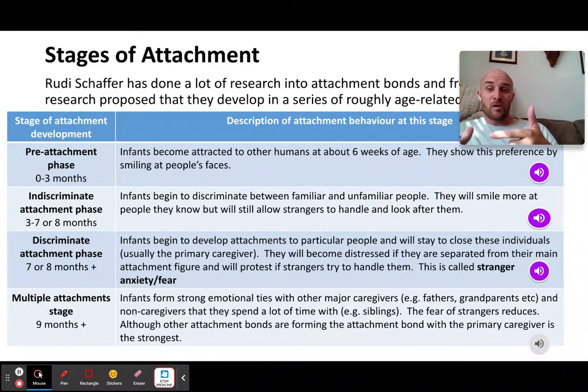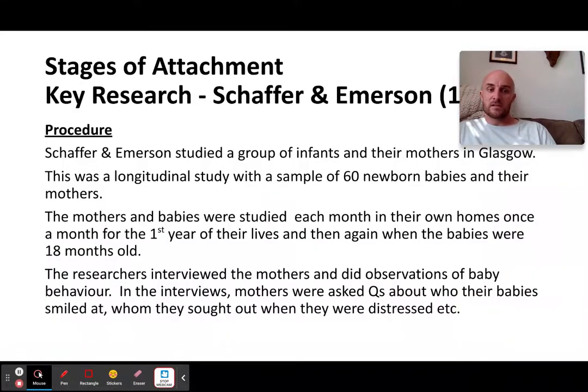Can the second, third, and fourth attachments theoretically be as strong as the first one you make? Fine. These are the 4 stages you do need to know.